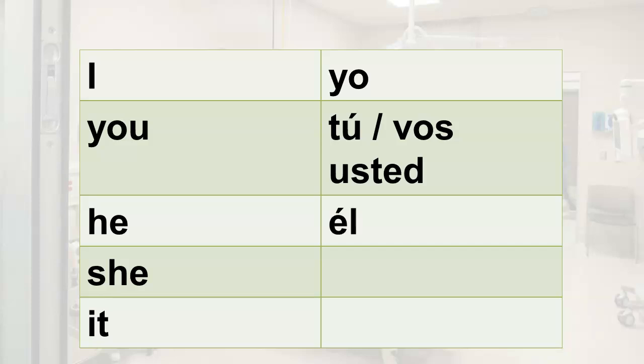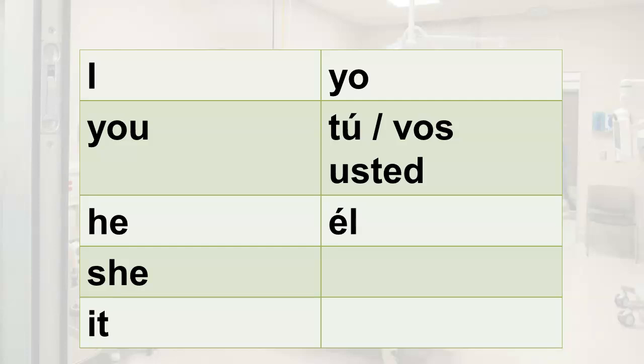He, él, and notice it has an accent mark. That's to distinguish it from the word that means the masculine word for the, and that one doesn't have an accent mark. So él with the accent mark means he. El without the accent mark means the. They are pronounced the same.